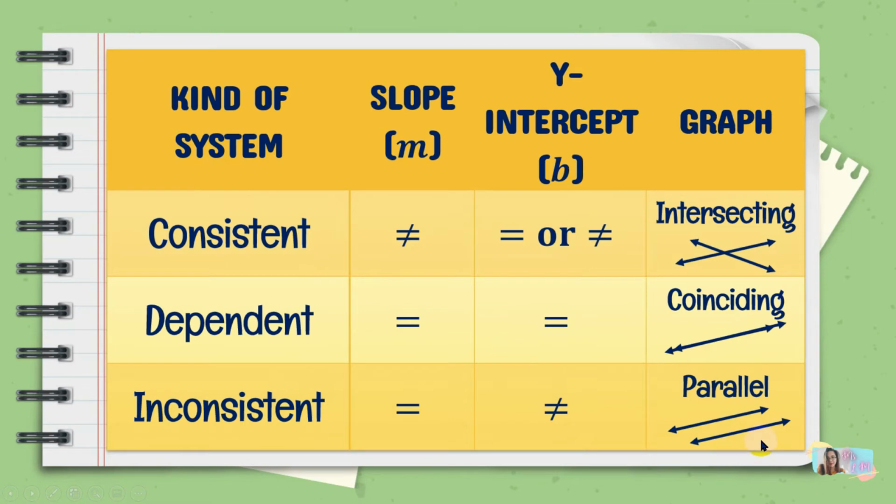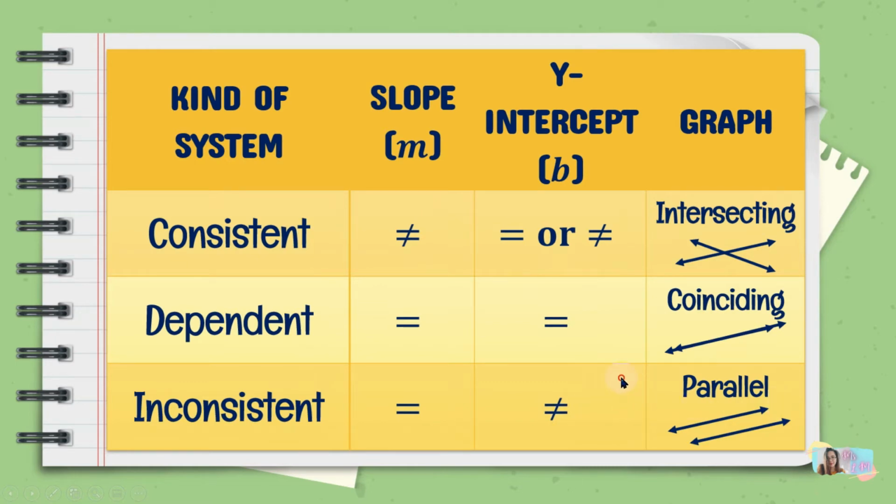So, you have to remember this table, okay? Consistent, merong slope na not equal, y-intercept na equal or not equal, at ang graph niya ay intersecting. Pag dependent, ang slope ay equal, ang y-intercept ay equal, at ang graph niya ay coinciding. Pag inconsistent, we have slopes that are equal, y-intercepts that are not equal, at ang graph niya ay parallel.